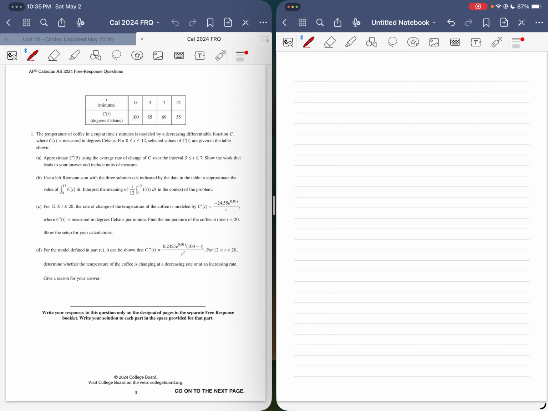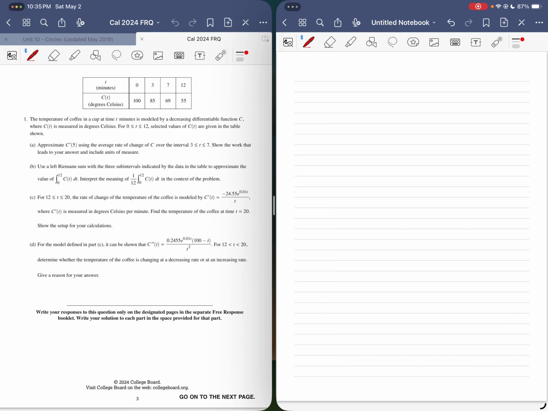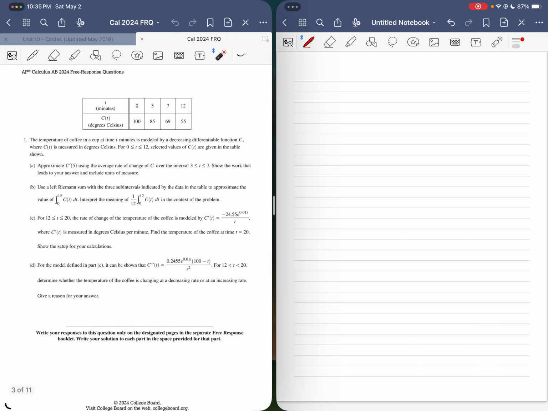This time I will go over the 2024 FRQ with a calculator active. These questions are really easy, so follow this one. Now in FRQ, if you see a table, almost always you're going to use a Riemann sum or slope. So keep that in mind.